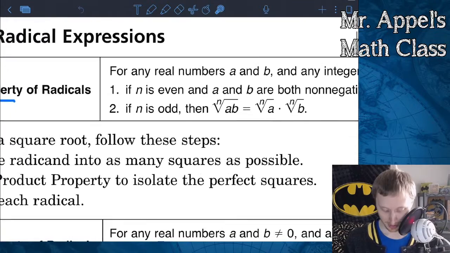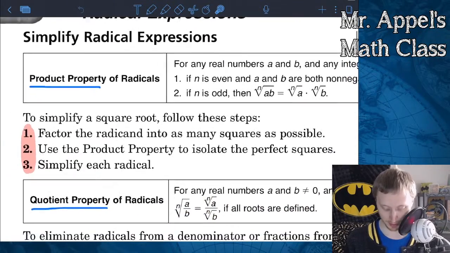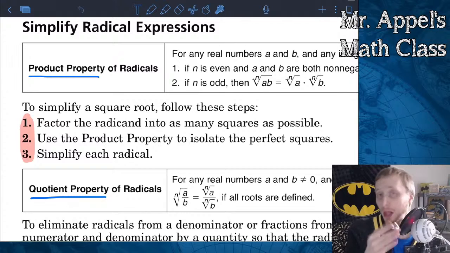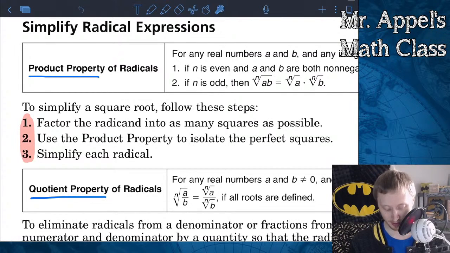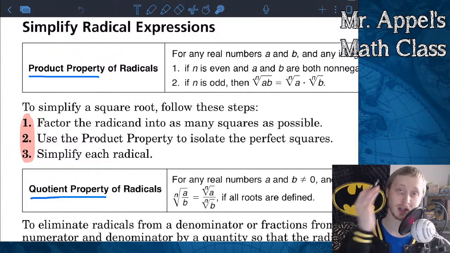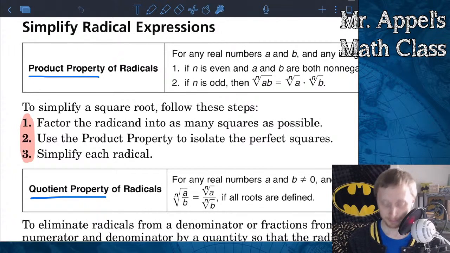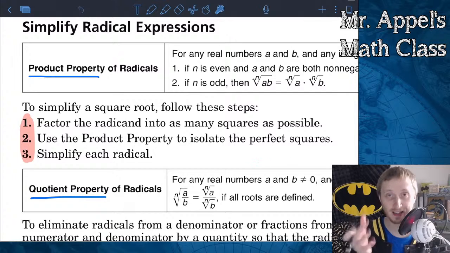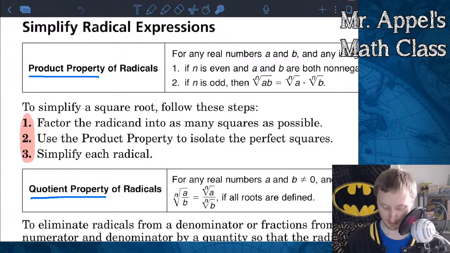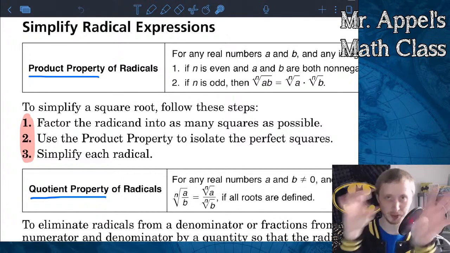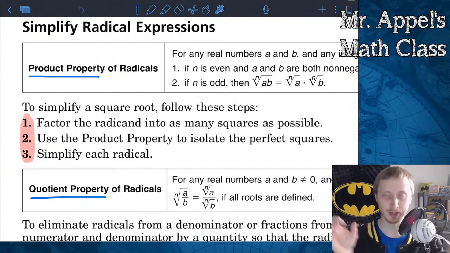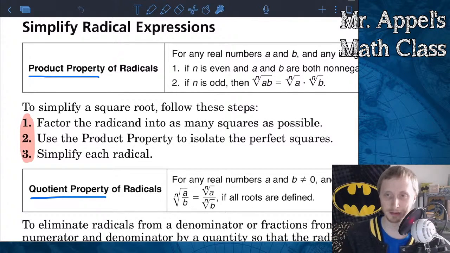Okay? And I actually like their little steps here, 1, 2, 3. I wouldn't necessarily write them all out, but certainly thinking through this, yes. Step 1, always factor stuff. And if you're dealing with a square root, then you're going to try to find squares. If you're doing a cube root, try to find cubes, right? And use that product property to find anything that you can square. Take that out, set it aside, simplify. That is the process. You split the factors. Whatever you can take out in square root, you do, and you leave the rest inside the radical.